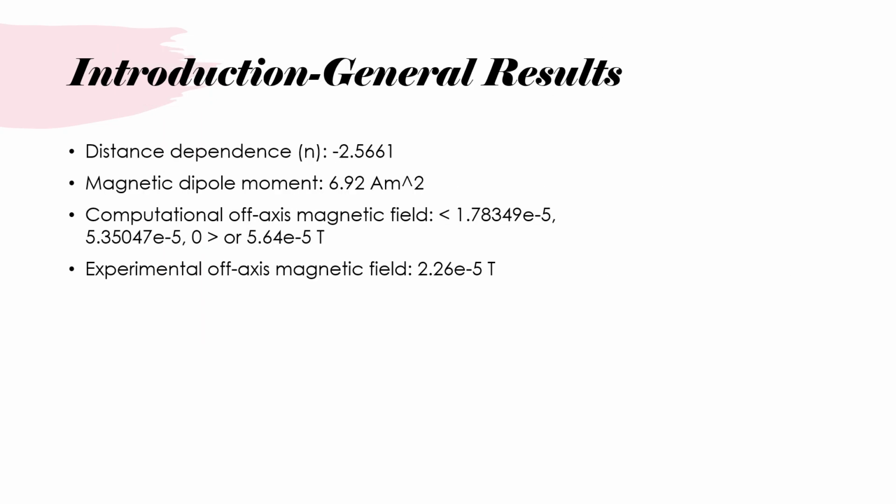The general results of the experiment were that the distance dependence was -2.5661, the magnetic dipole moment was 6.92 amperes times meters squared, the computational off-axis magnetic field was 5.64 e -5 Tesla, and the experimental off-axis magnetic field was 2.26 e -5 Tesla.